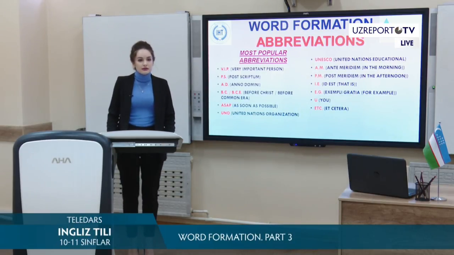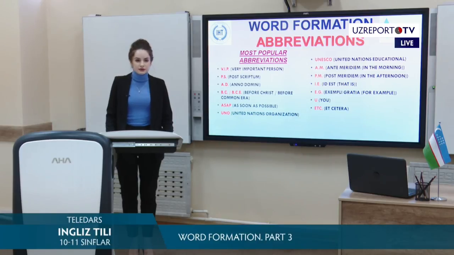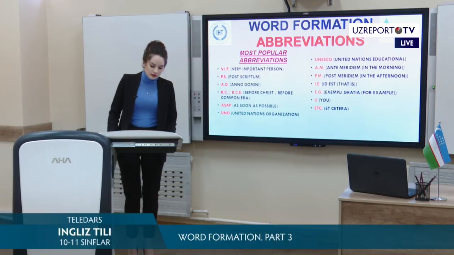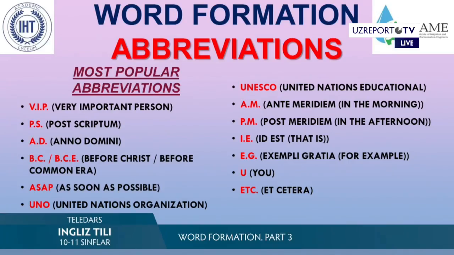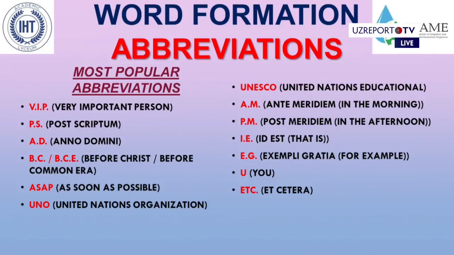And now please look at the slide in order to remember the most popular abbreviations. So, VIP, very important person. PS, postscriptum, when you would like to say something that is additional information to a given text. AD and BC, BCE: we use these two abbreviations when we talk about time, about some historical period of time.